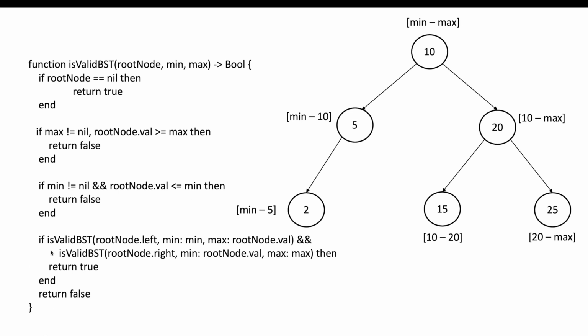And then in recursive call, we will check isValidBST for each of our child nodes. For left node, we will pass min as the infinite value or nil, and for max, we will pass root node dot value. And for right nodes, we will pass root node dot right as root node, and min would be the root node dot value and max will be the infinite value. And if these conditions are true, then we will return true, otherwise we will return false.